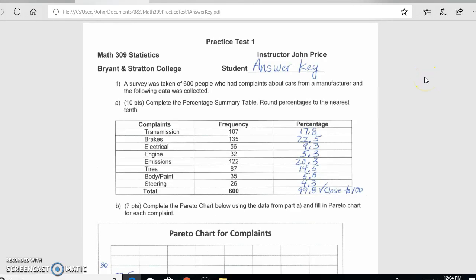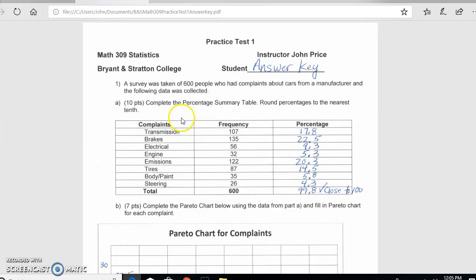This is practice test number 1, and we're looking here at problem 1. We are told that a survey was taken of 600 people who had complaints about cars from a manufacturer, and the following data was collected. And we're asked here in letter A to complete the percent summary table, round percentages to the nearest tenth.